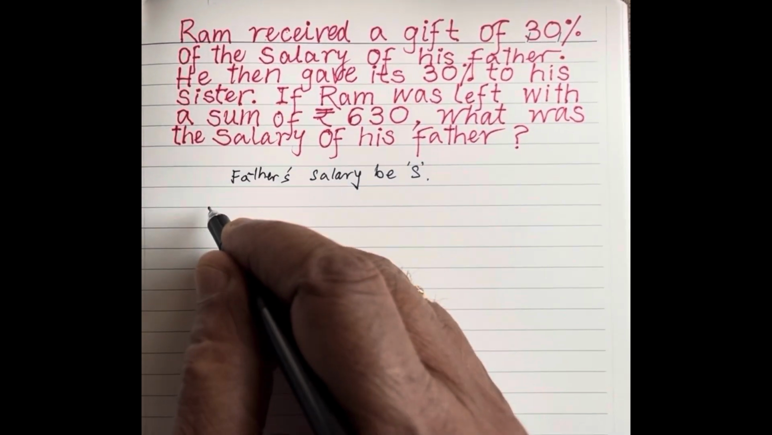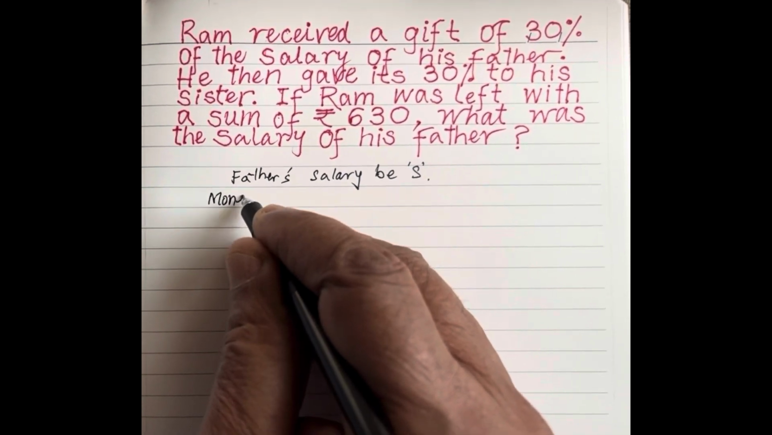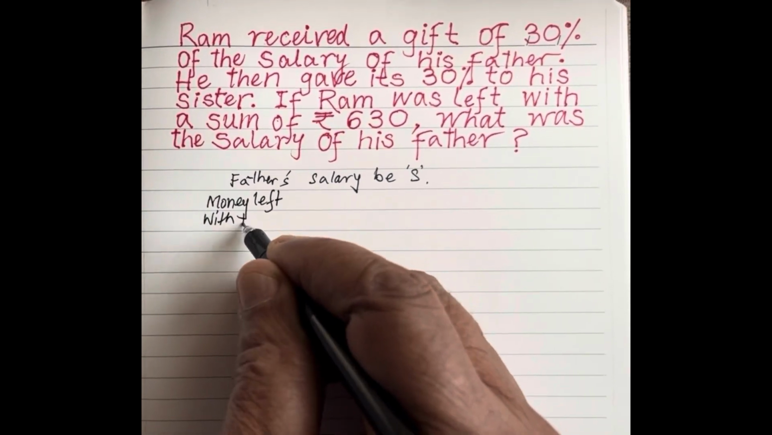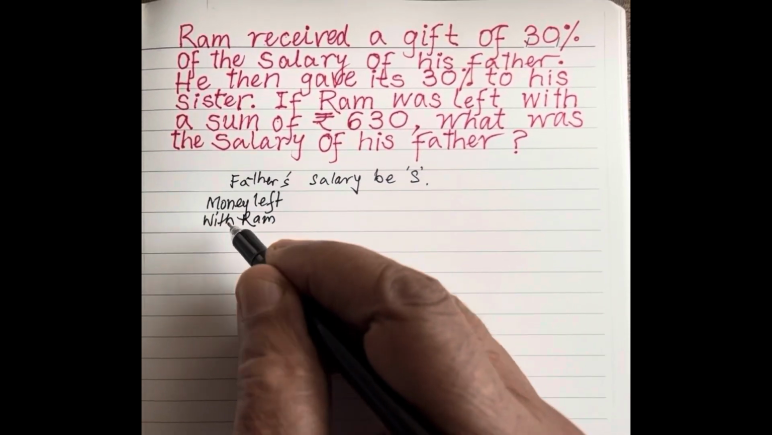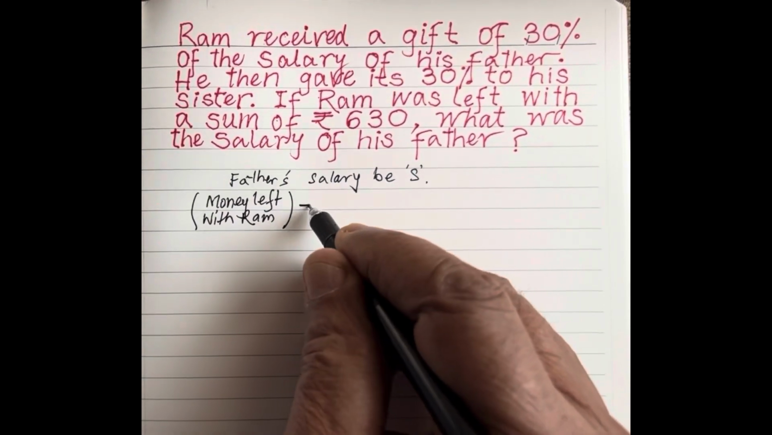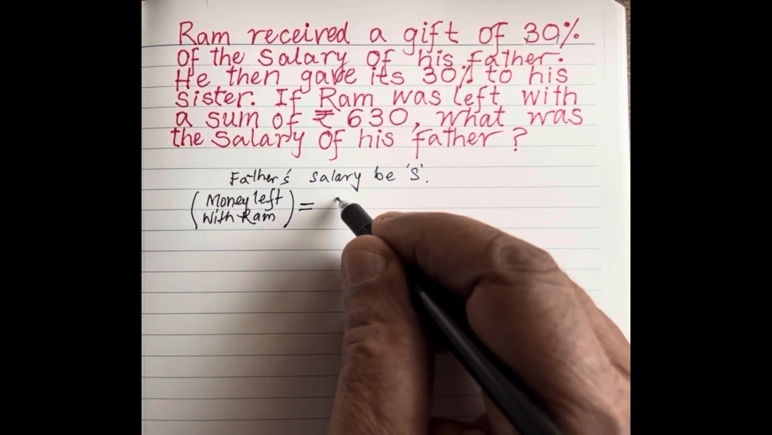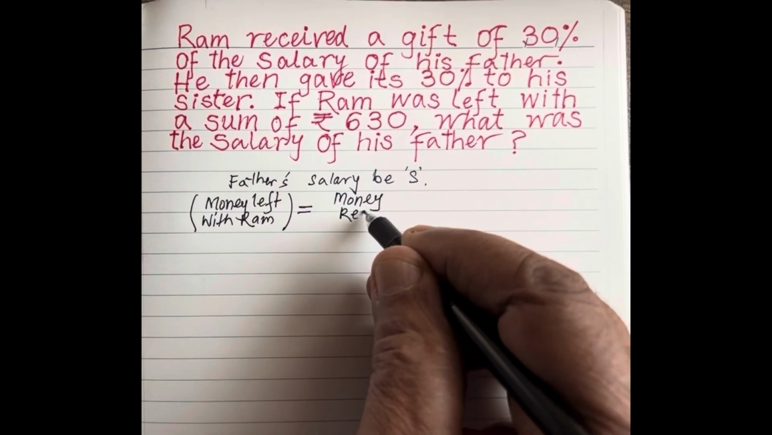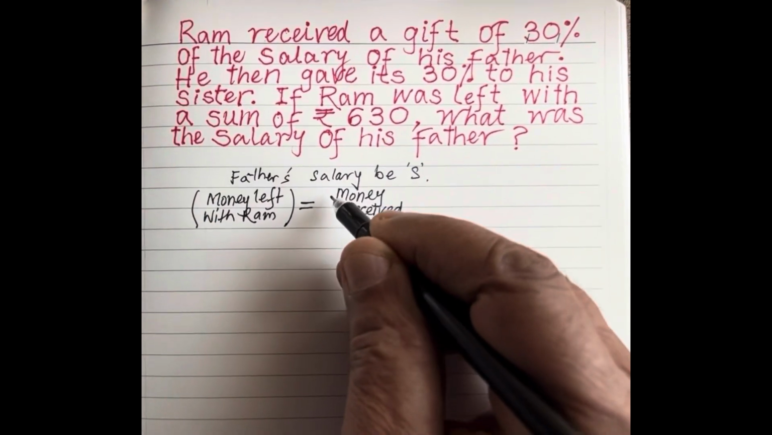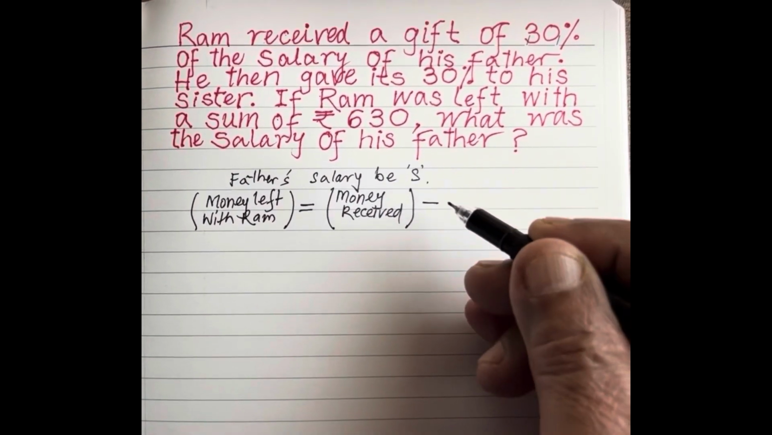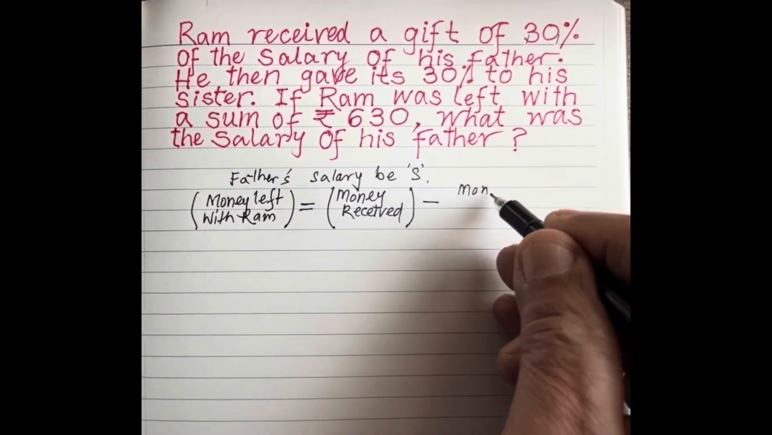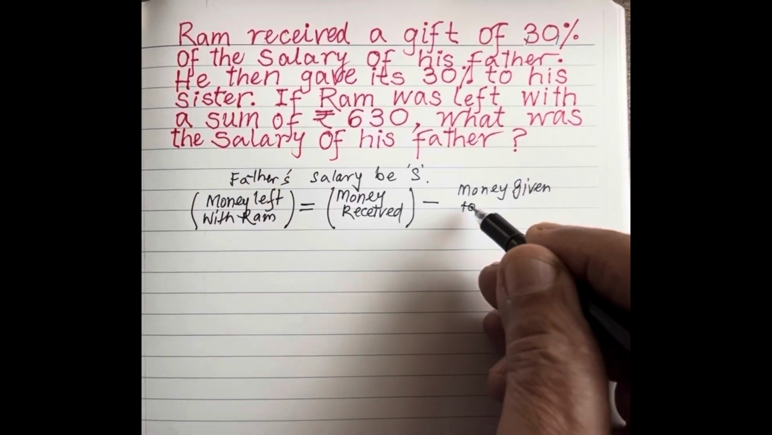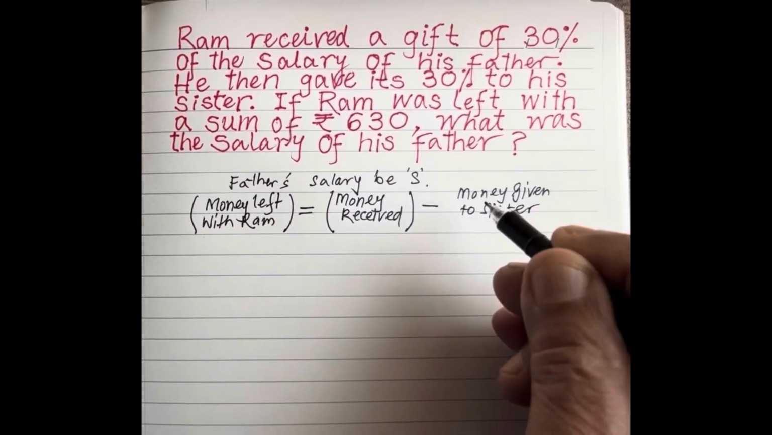So we can write, money left with Ram should be equal to money received less money given to sister, right?